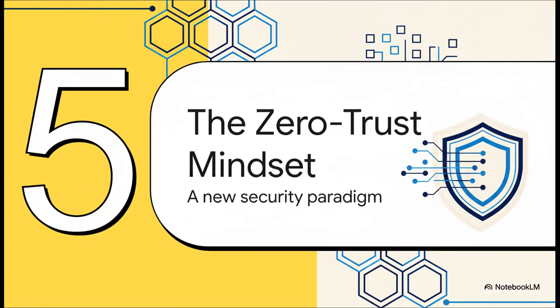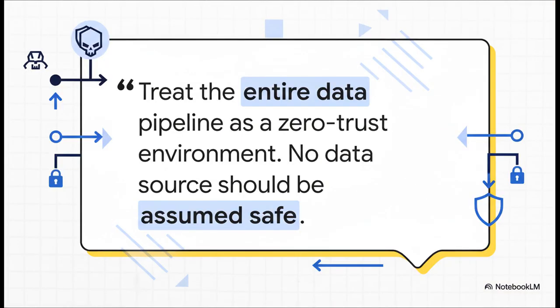Finally, all of this defense-in-depth thinking leads us to a really necessary shift in our security culture. To truly manage this risk, we have to adopt a zero-trust mindset for our data pipelines. This quote from the source material just sums it up perfectly. Treat the entire data pipeline as a zero-trust environment. No data source should be assumed safe simply because of its origin. I mean, I don't care if it's a free data set from the internet or a commercial one you paid millions for. Trust has to be earned and verified, not just assumed.